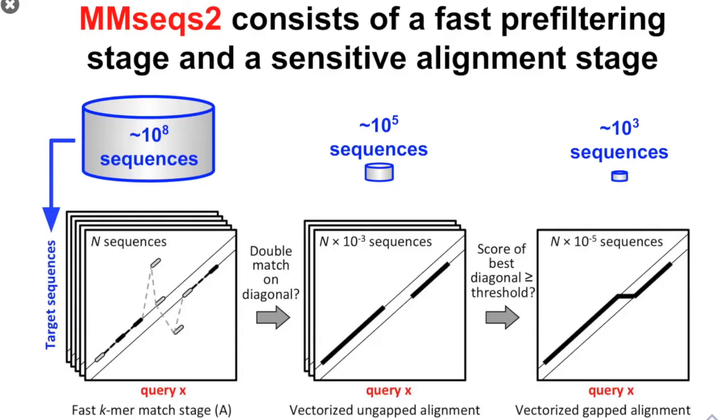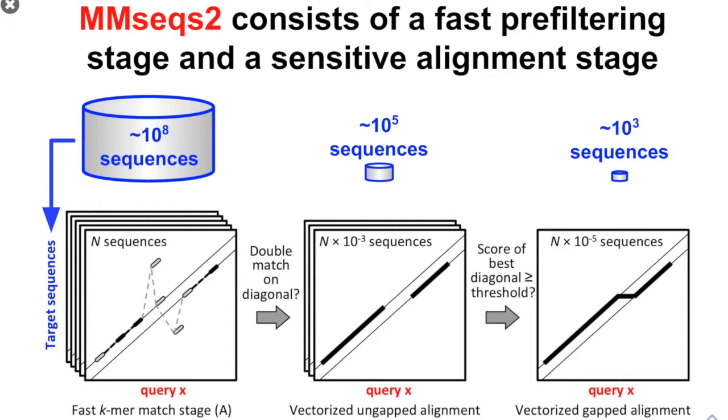So MMseqs consists of multiple stages. The reason why we need multiple stages is because we have to be really fast. In metagenomics, we work normally with really big data sets. So a sample can have gigabytes or like hundreds of gigabytes. So we need to be able to match these DNA reads as fast as possible to proteins. And to do so, we first use a fast prefilter based on k-mers.